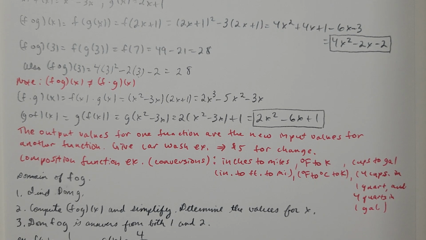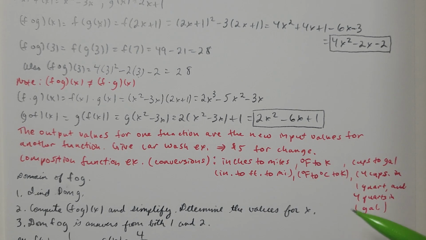So let me ask you, are you going to try to fold up the $5 bill and shove it in the coin machine? No, not unless you want to lose your money, right? So you're going to have to go get some change. The output values from the one function are the new input values to another function. When I put in a $5 bill and I get a bunch of quarters, that'd be the new input values to the car wash machine. Now I can get the car washed, right?